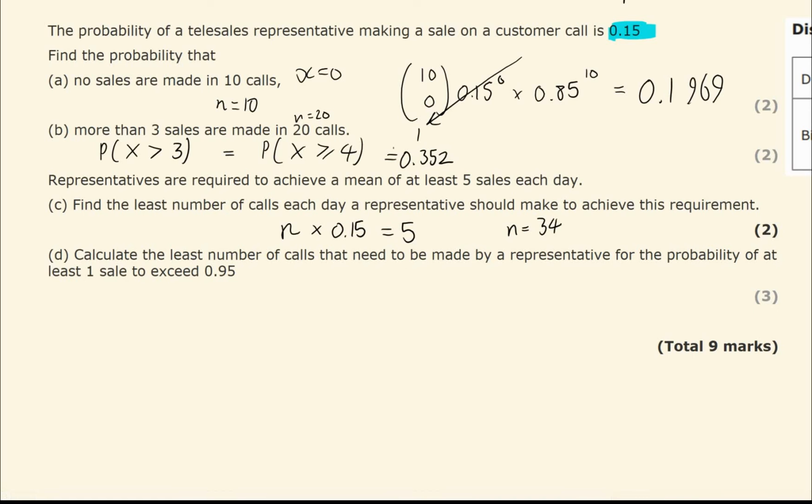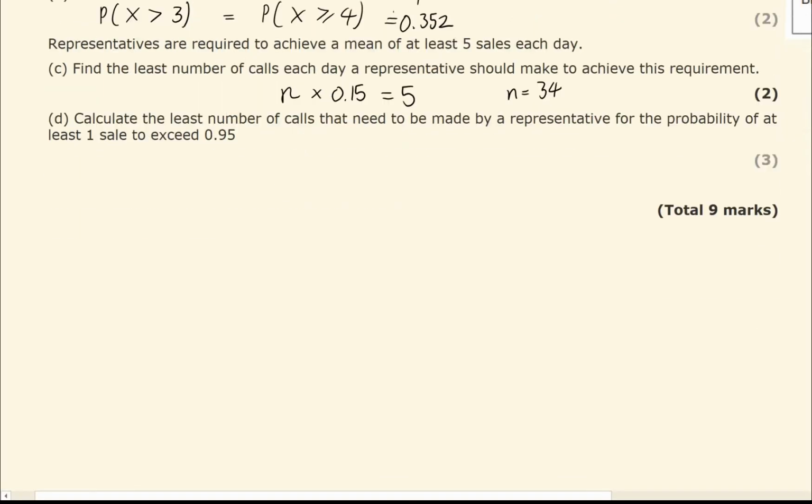Okay, last part. You want to calculate the least number of calls, so we can assume, maybe for the probability of at least 1 sale to exceed 0.95. So this one's worded a bit differently. We're basically working backwards. We want the probability that I make more than a certain number of calls. So we need that probability of x being greater than or equal to 1 to equal 0.95. At first glance this looks horrendous because we don't know what n is.